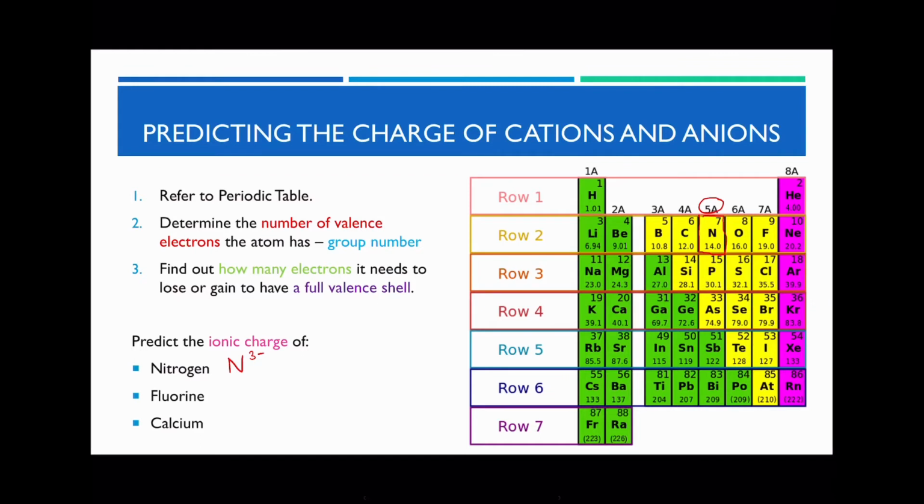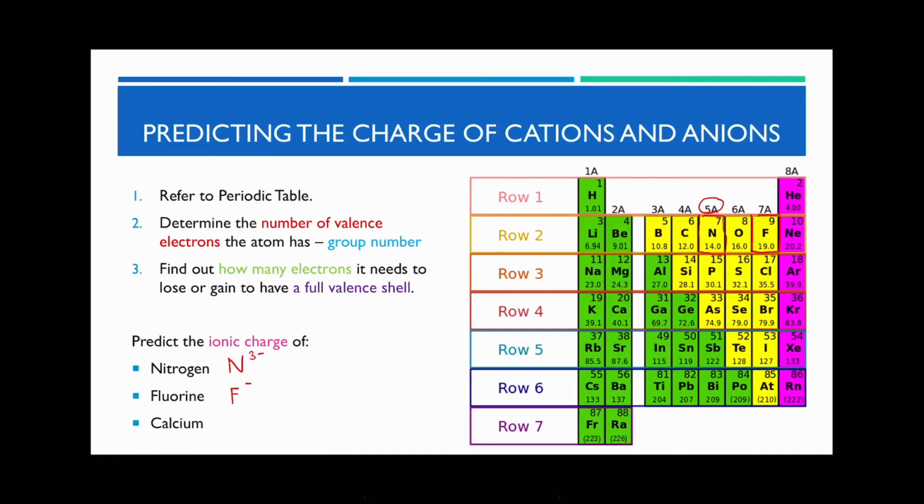Fluorine, on the other hand, is over here. Fluorine belongs in group 7. It needs to have 8 electrons in the valence shell, so it only requires 1 extra electron. So fluorine is going to gain an extra electron, and by gaining 1 extra electron, it will have a net charge of -1. We don't need to show the 1 in this case because the 1 is often implied.